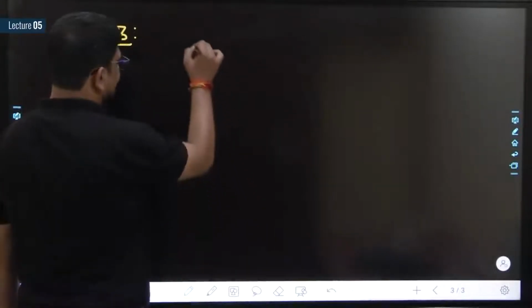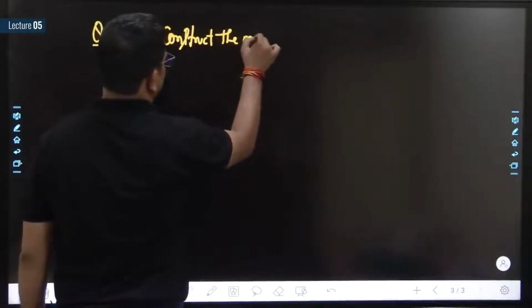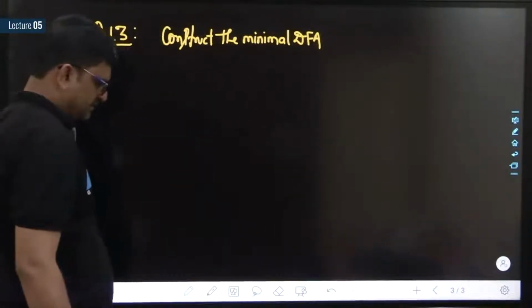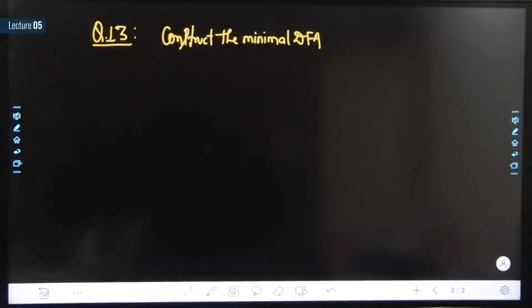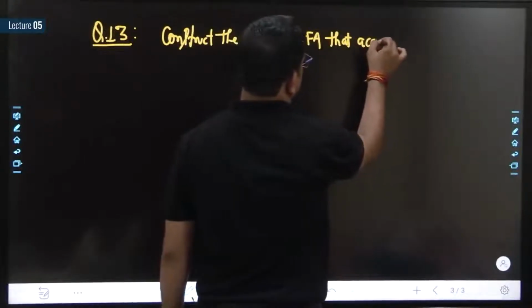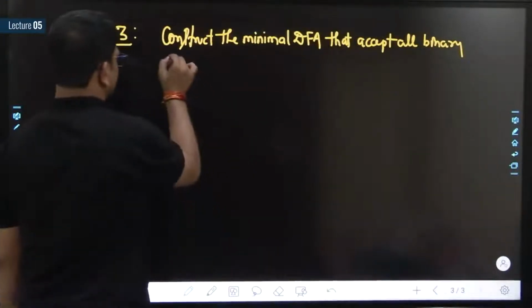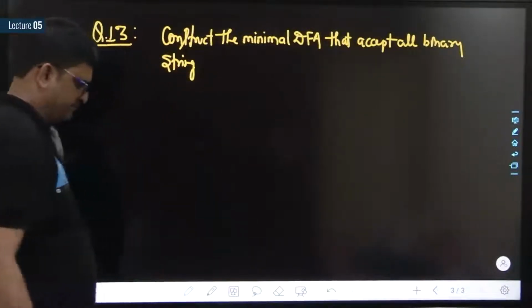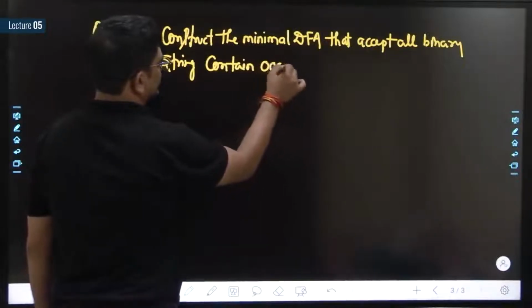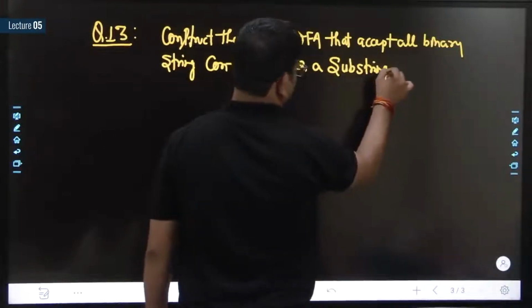Construct the minimal DFA that accepts all binary strings that contain triple zero as a substring. Make the DFA for this language.